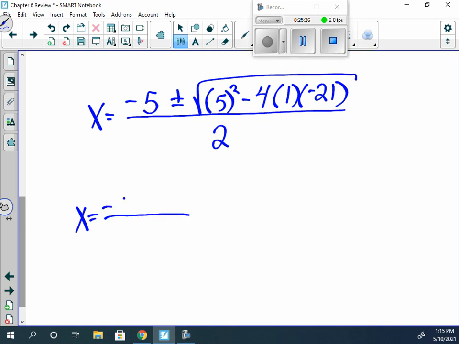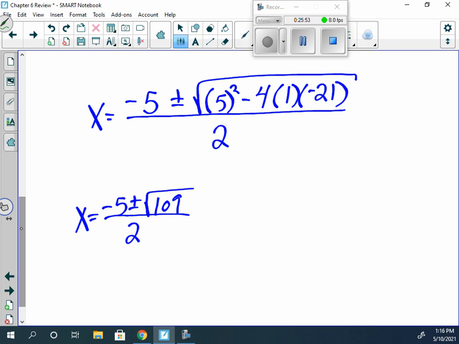Now this part here we can start simplifying a few things. Now if we type all of this into the calculator, I believe we should get 109. 5 squared minus 4 times 1 times negative 21. We should get 109. Any questions on this here?